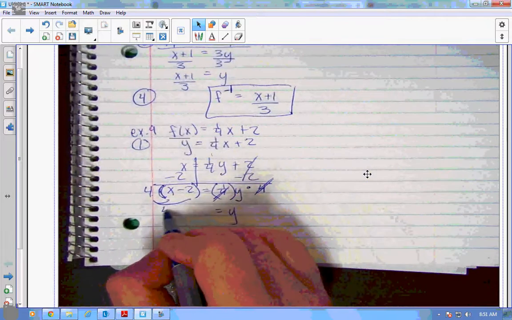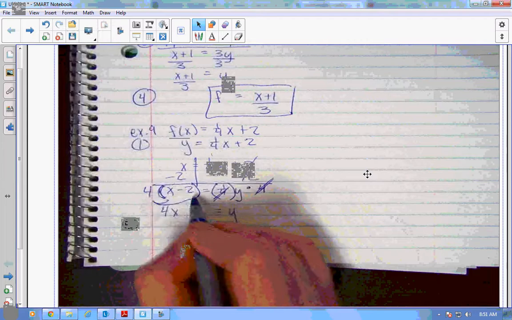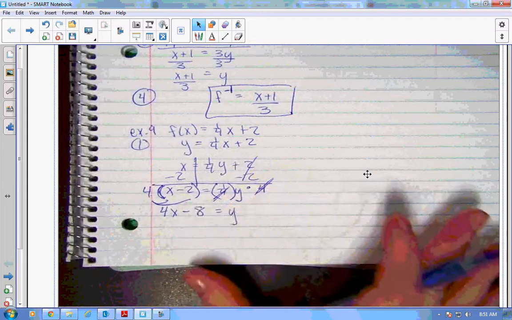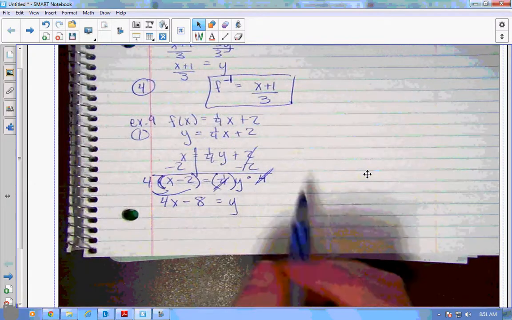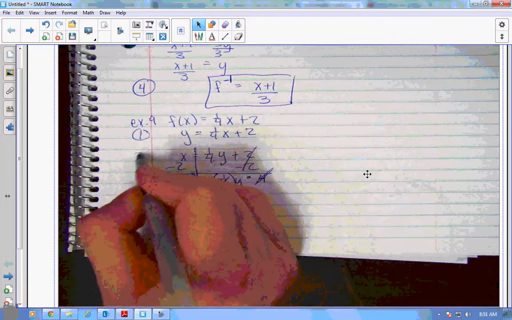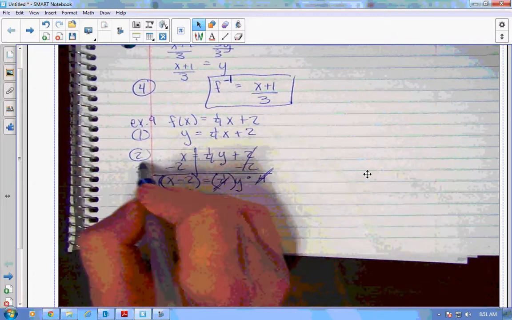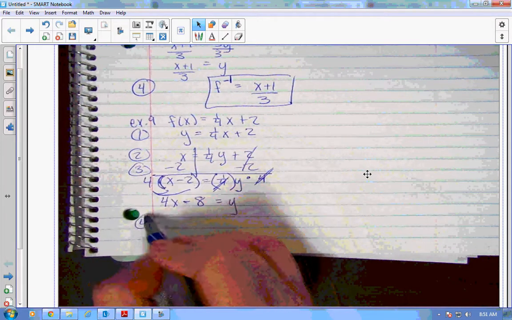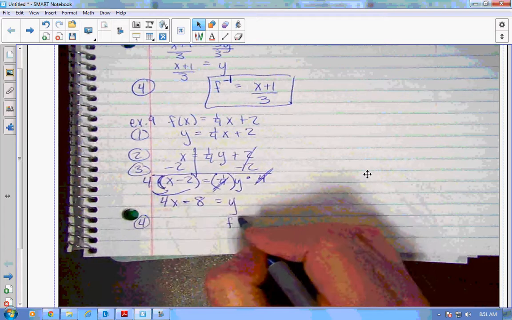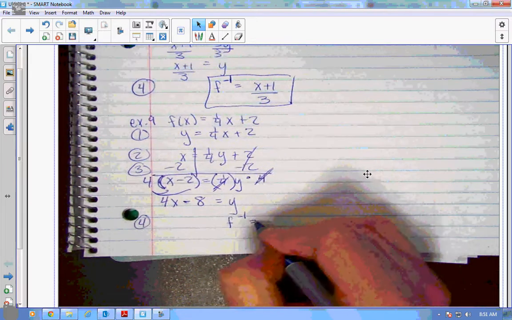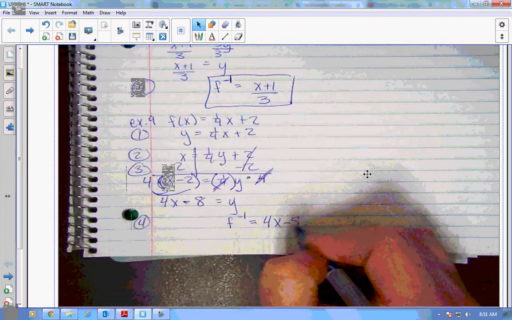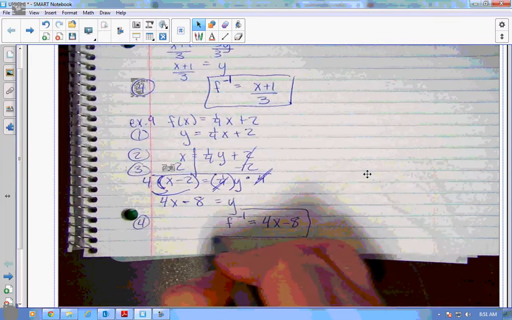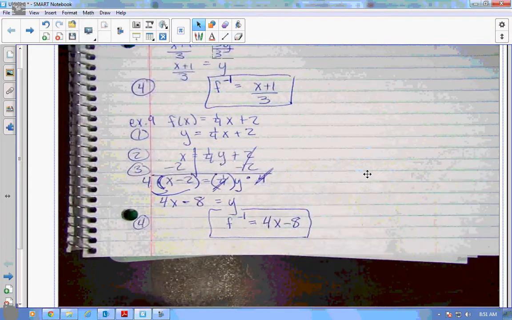4 times x is 4x. 4 times negative 2 is negative 8. Last step, and I didn't write the 2, then we solve. That's step 3. So step 4 is to change the y to inverse f. And I like to see that on the left. That's just how I like to see it. So I'm just going to write it like that. Okay, simple, huh?